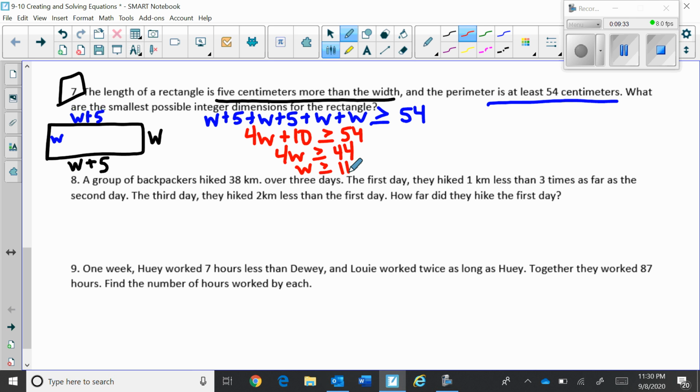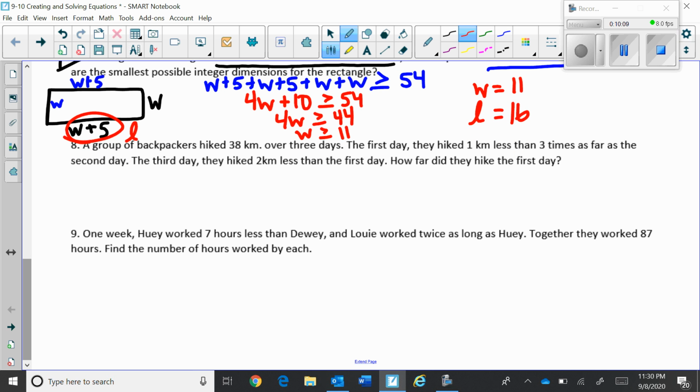It says, what are the smallest possible dimensions for our width and our length? Our width could be greater than or equal to 11, so our absolute smallest thing for that width is to be 11. All right, then we can plug that in for our length. 11 plus 5, because remember this right here is our length. So 11 plus 5 gives us 16, and those are the absolute smallest dimensions for our rectangle to be at least 54 centimeters. All right, so we'll do the rest of these in class.